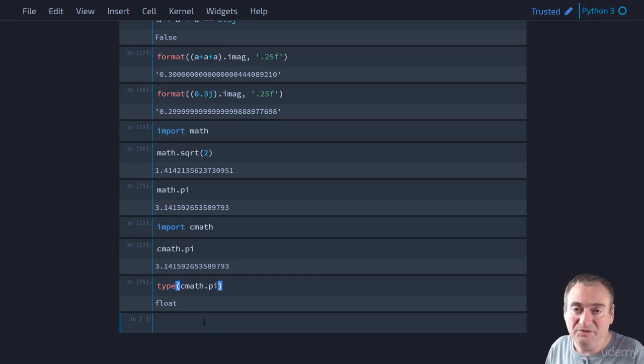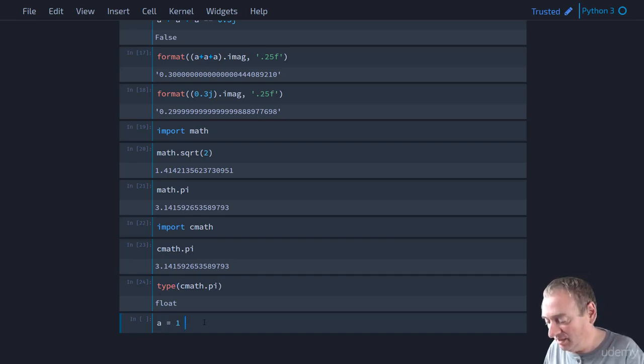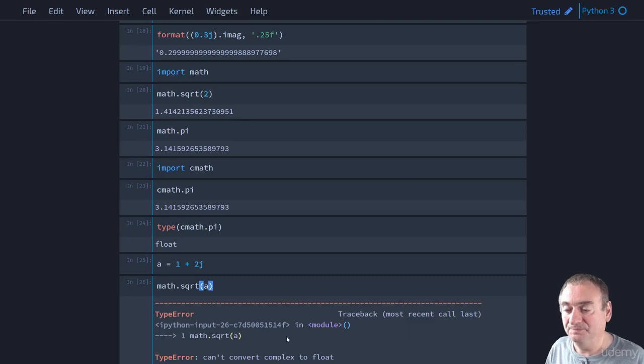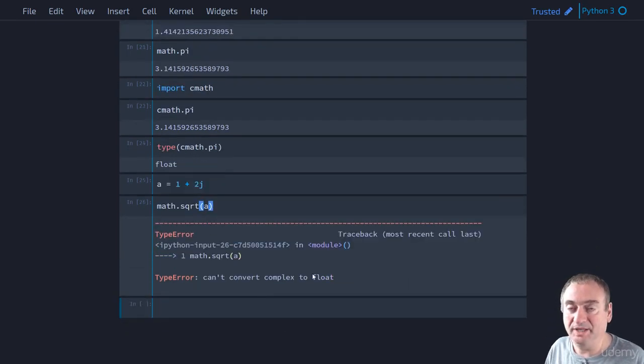Essentially, the pi that we have in the CMath module and the pi that we have in the math module are the same thing. It's there as a convenience, so that if you're working with complex numbers, you don't have to import the math module just to get pi, right? Because the functions that you have in the math module will not work on complex numbers. So if we have, let's say, a equals 1 plus 2j, and we try math.square root of a, well, that doesn't work. It can't convert a complex to a float.